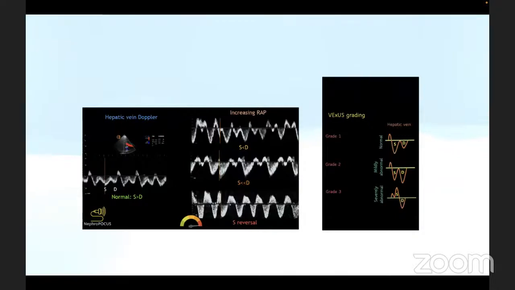How would you quantify congestion using the hepatic vein Doppler? Normally the S wave is always greater than the D wave. As congestion increases, the diastolic wave increases in size, and the S wave reduces in size. At one point, at grade 3, where you can see here, there is severe abnormality, there will be reversal. The S wave almost goes to the other end of the baseline, and you see this biphasic pattern happening in the patient.